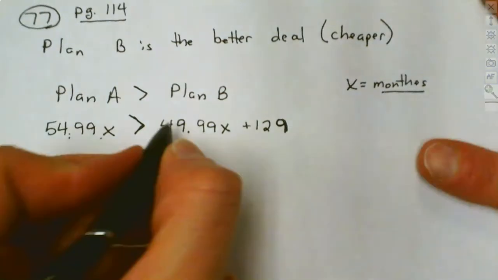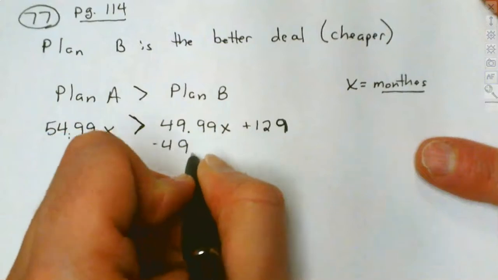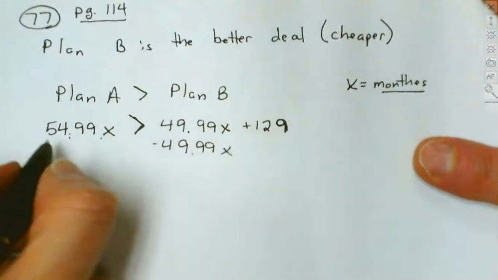So we can go ahead and solve this. So we're going to subtract that $49.99X from each side.